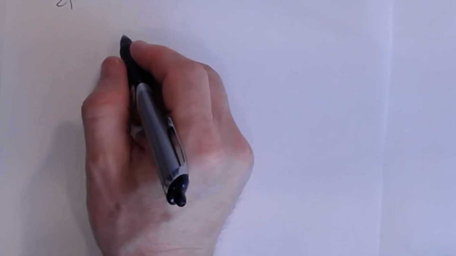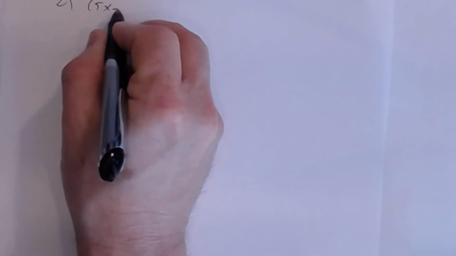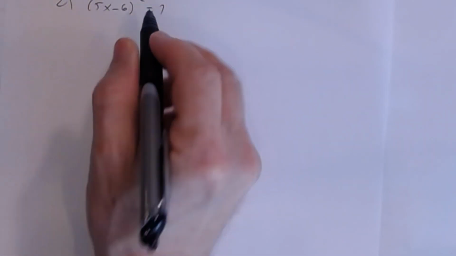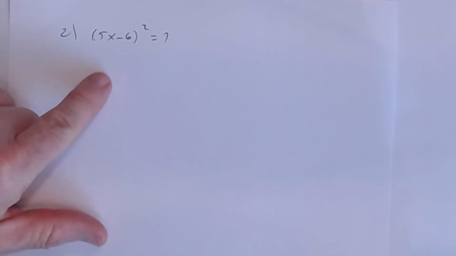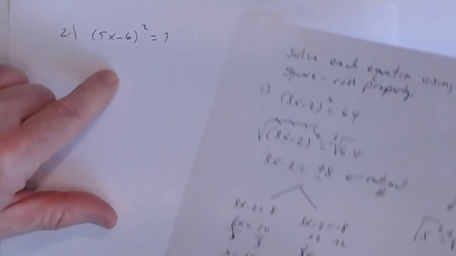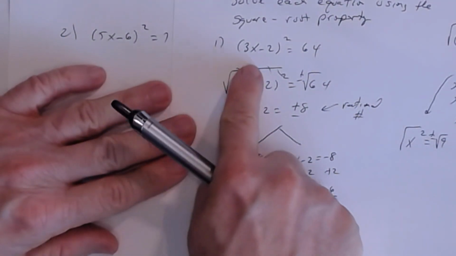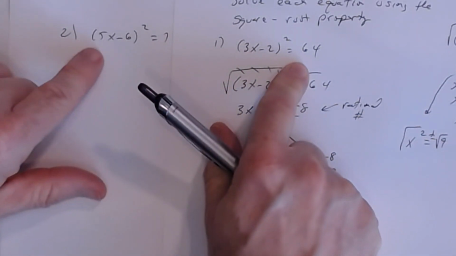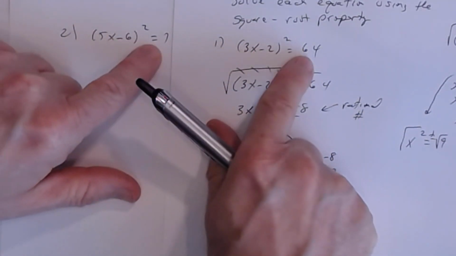All right, number 2. Let's suppose in number 2 we have this problem: (5x minus 6) squared equals 7. It has that same form as the previous one, doesn't it? (3x minus 2) squared equals 64. So you have an expression squared equal a number.